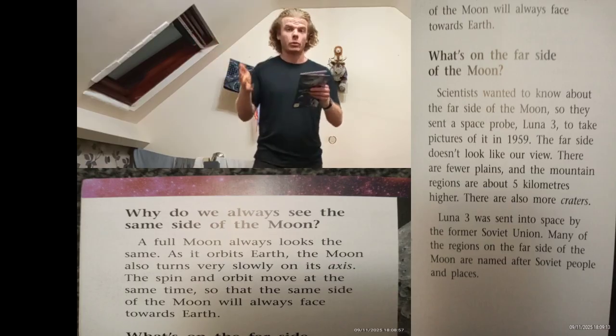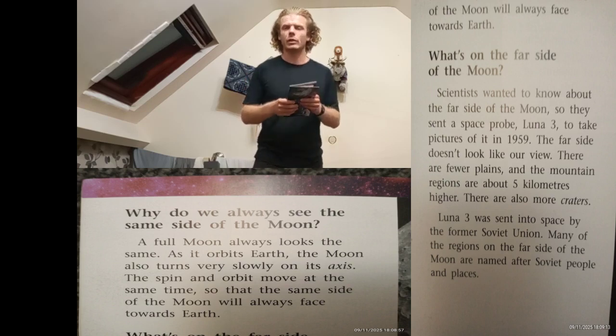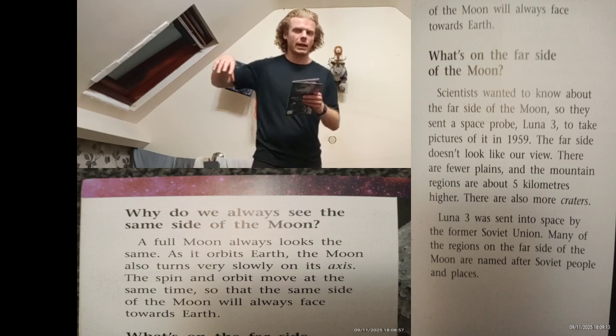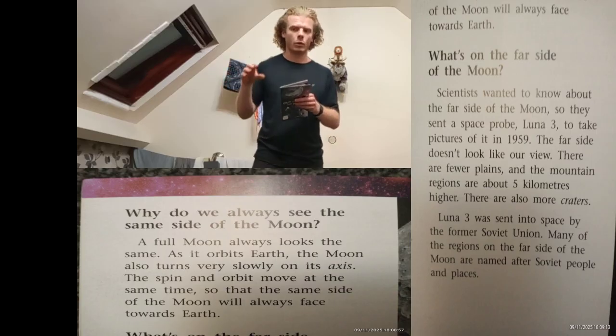And people wanted to know what is there. So in 1959, the Soviet Union sent out a space probe to take pictures. And that's the reason why many places were named after Soviet people and Soviet places.